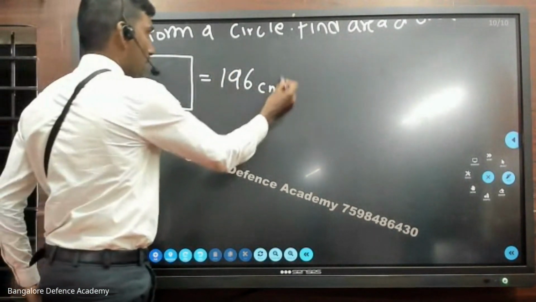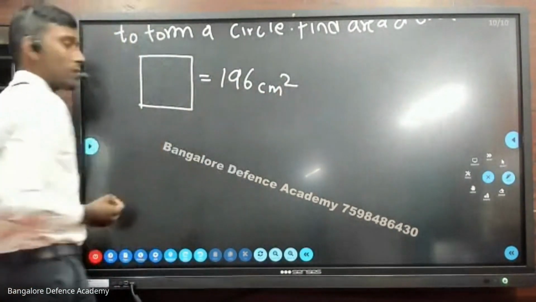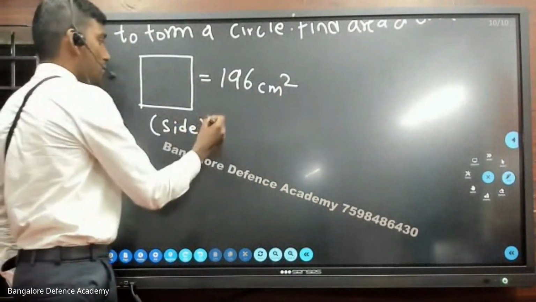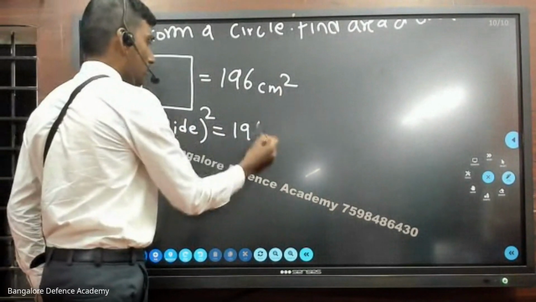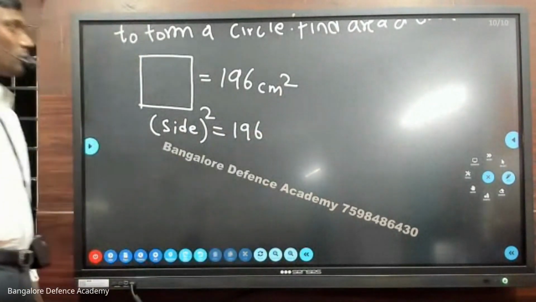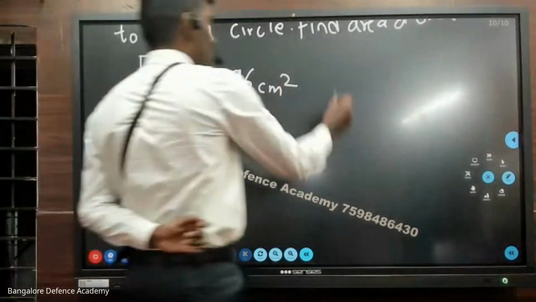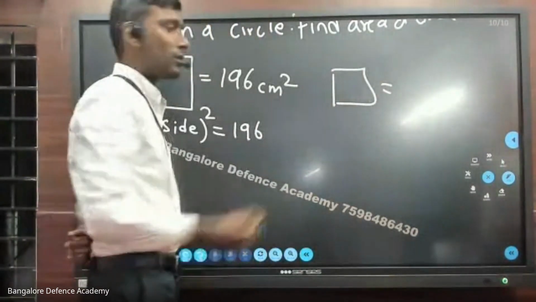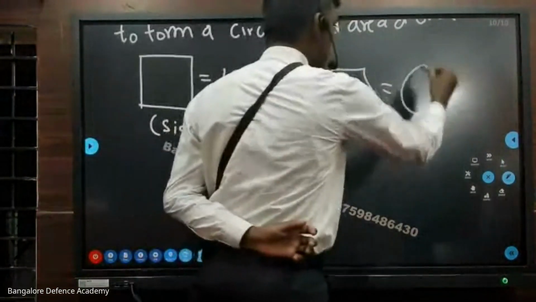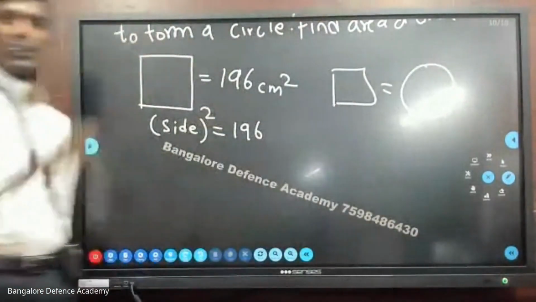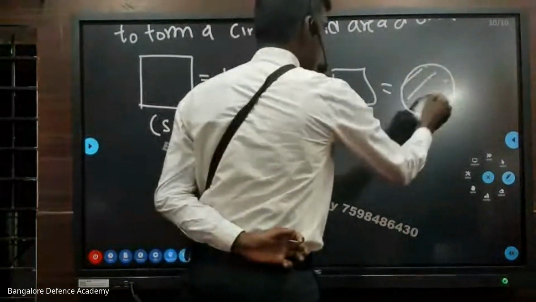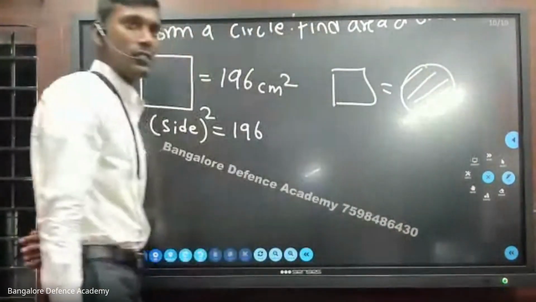196 centimeter square. So what is the area of a square formula? Side square is equal to what? 196. Now the question is telling that the area of the square is this. Okay, there is a wire which I am bending like this. The same wire I am making into a circle. What is the area of this circle? That is the question.